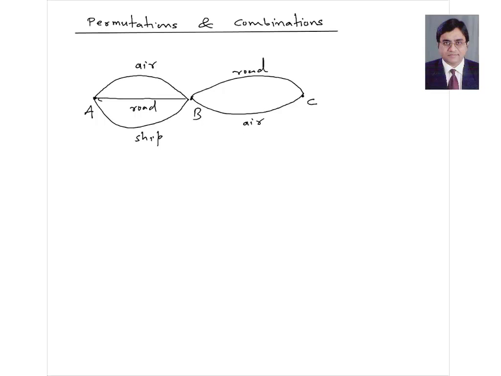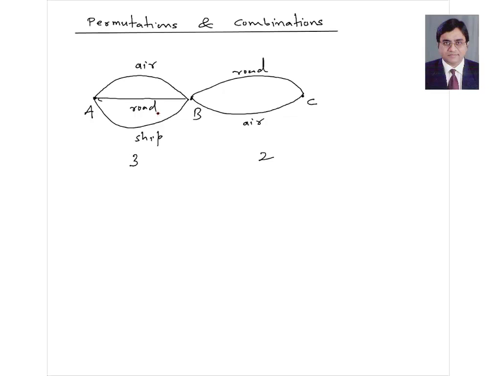Now, how many choices do you have to go to C? So you will say, this is one choice, air-road combination. Air-air. Road-road, third. Road-air, fourth. Ship-road, five. Ship-air, six. The same task of counting one, one, one, one can be done in a much smarter way. This can be done in three ways. That can be done in two ways.